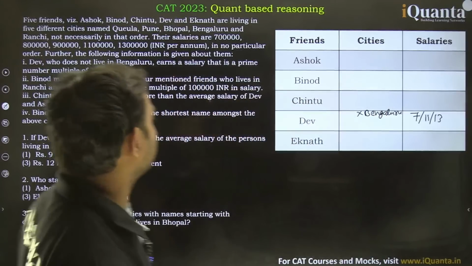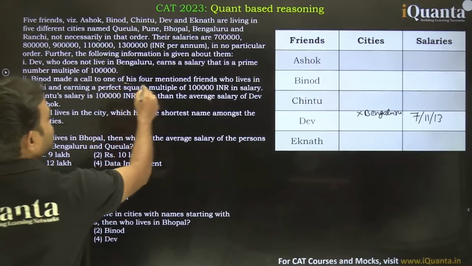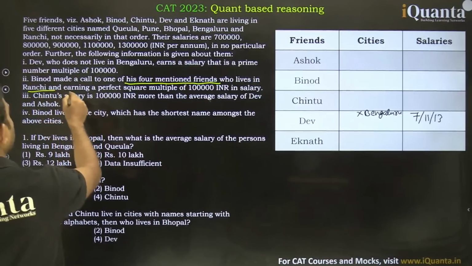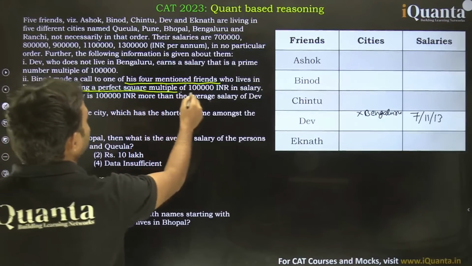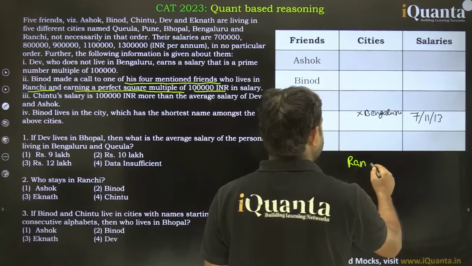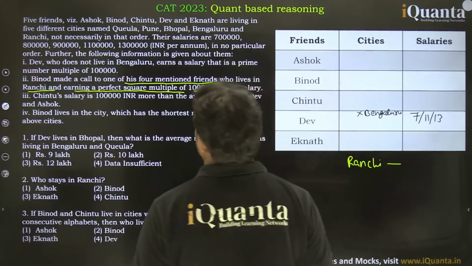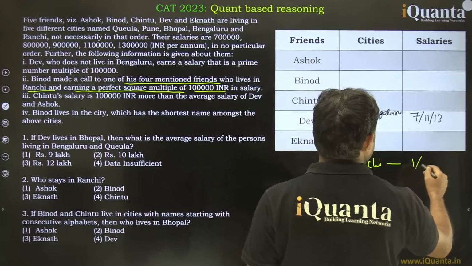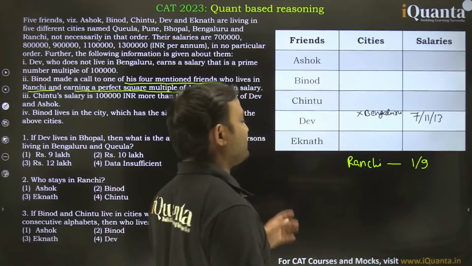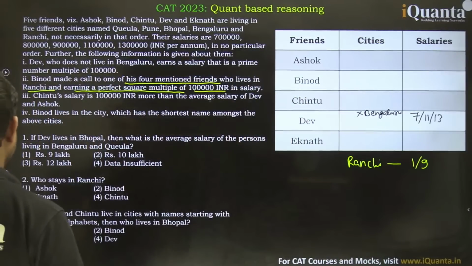These are the possibilities. Next it says Vinod made a call to one of his 4 mentioned friends who lives in Ranchi and earns a perfect square multiple of 1 lakh salary. So this we cannot put anything here. This is a plain statement that you need to write what are the perfect squares. So either 1 or 9. So whoever is living in Ranchi earns 1 lakh or 9 lakhs per annum.